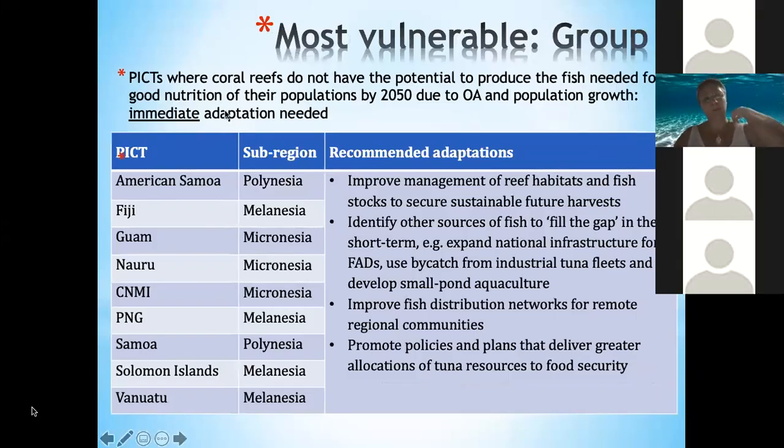Next slide, please. And then the most vulnerable group, group 3, the most concerning group in terms of food security, are listed there. This is where, because of ocean acidification impacts on coral reefs and reef fish and other invertebrates that they eat, there wouldn't be enough food produced from the ocean to meet their nutritional needs, and they needed immediate adaptation. And you can see there's a lot of Micronesian nations listed there. Next slide, please.